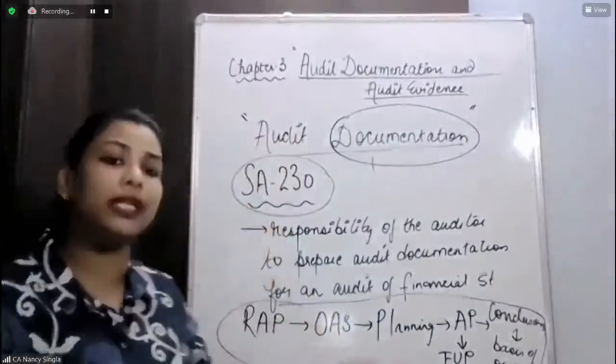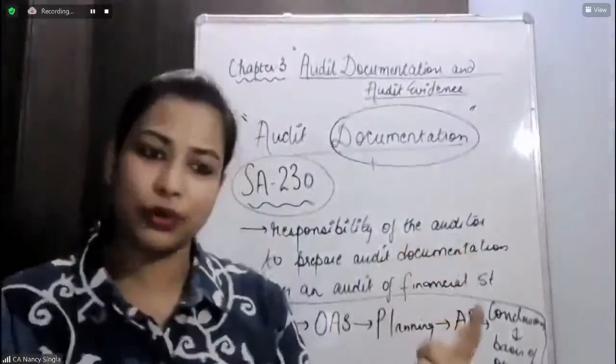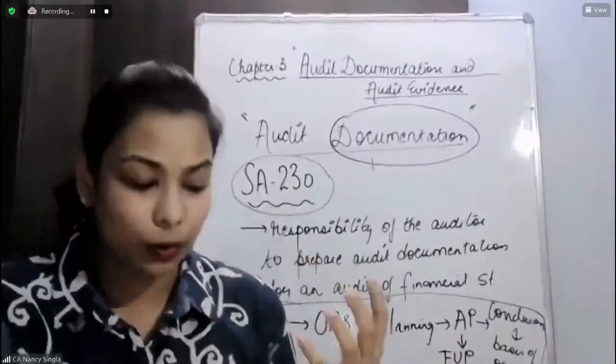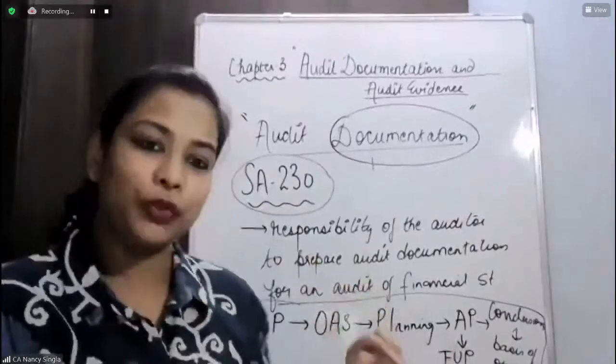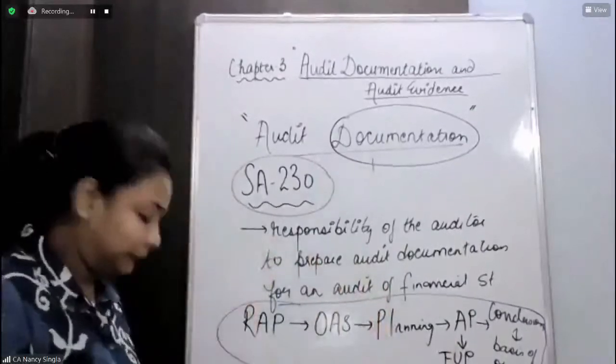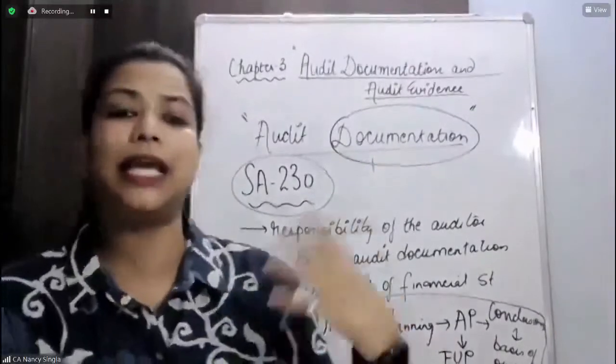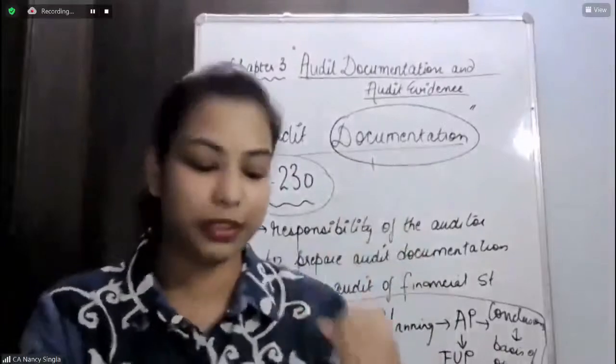Documentation is not only required for planning or overall audit strategy. However, as per SA 230, it is required throughout the audit. Clear? Now, suppose SA 230 is telling this to the auditor.